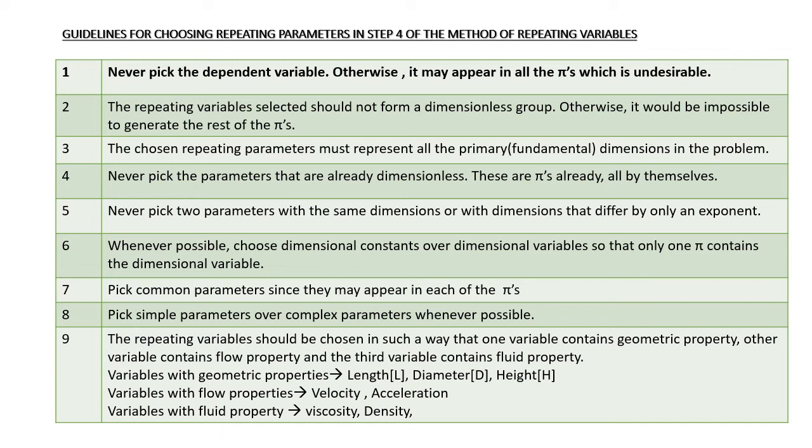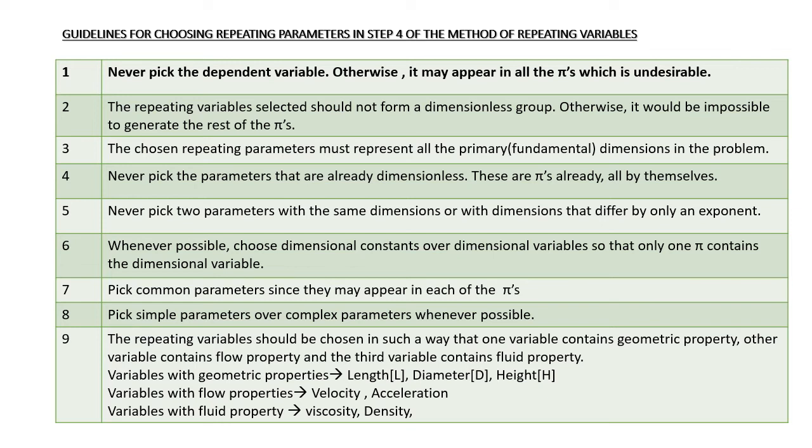Next, pick common parameters since they may appear in each of the pi terms. Pick simple parameters over complex parameters; rules 7 and 8 are almost the same. We need to choose parameters which are easy to remember and whose dimensions are easy to reproduce.